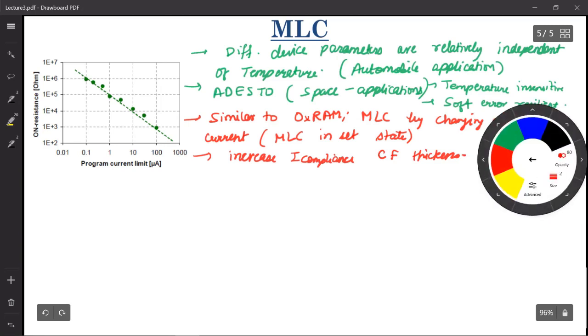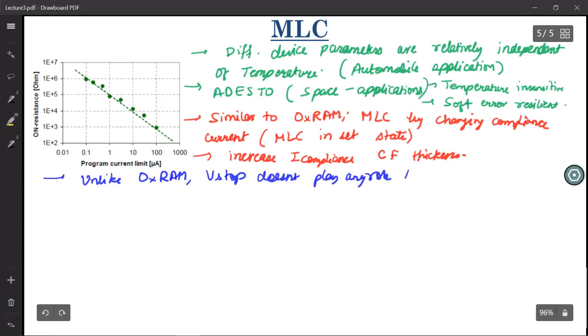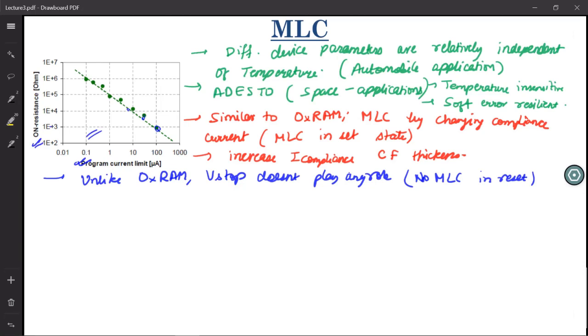However, unlike OXRAM, V-stop doesn't play any role. So we have no MLC in reset. Here you can see that you limit the programming current and you limit the on resistance. I mean, you can tune the on resistance by tuning your programming current. So there's a linear relationship between the two, as shown in this graph. So you can achieve MLC in the set state, but not in the reset state.